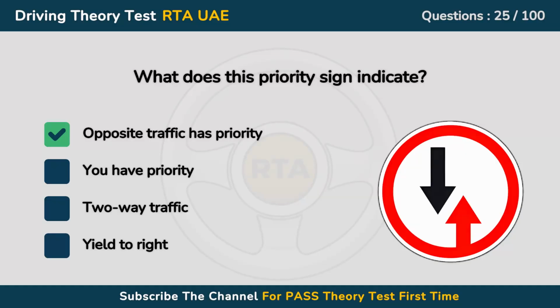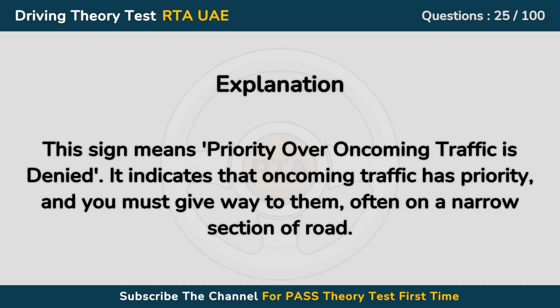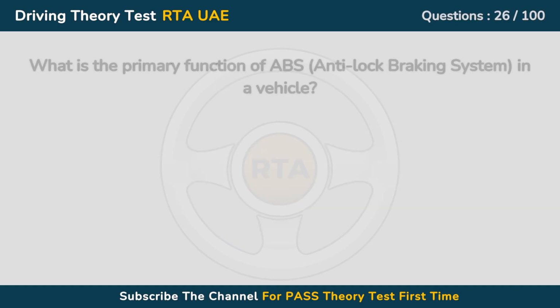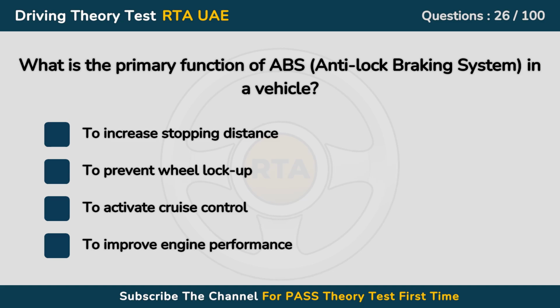Answer is A. Opposite traffic has priority. This sign means priority over oncoming traffic. It indicates that oncoming traffic has priority, and you must give way to them, often on a narrow section of road. Question 26. What is the primary function of the ABS braking system in a vehicle?